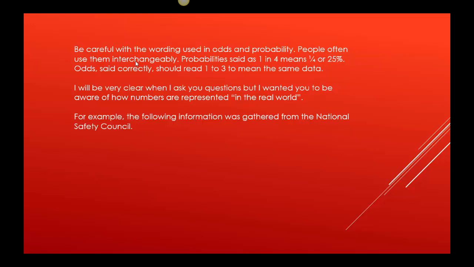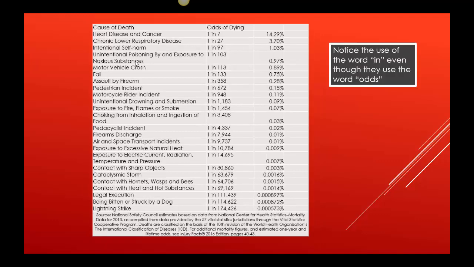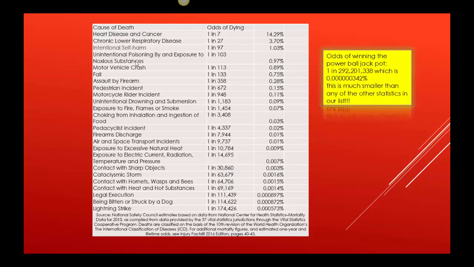So, for example, the following information was gathered from the National Safety Council. All right, so here, where it says odds of death, and it's showing you how it's said, heart disease and cancer, 1 in 7, 1 in 27, 1 in 97, 1 in 103. Notice they use the word in even though they use the word odds. Same thing. Odds of winning the Powerball, so I'm just showing this over here with you, are 1 in 292,201,338, which is really, really small.